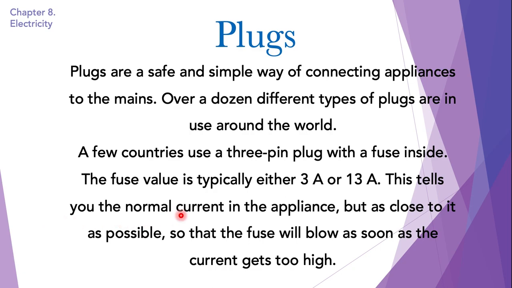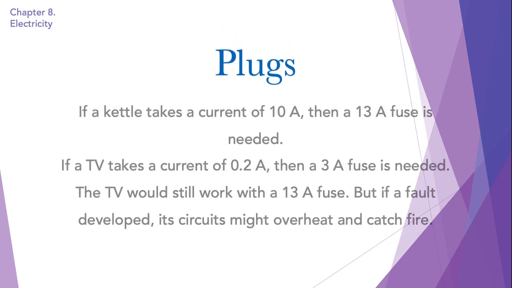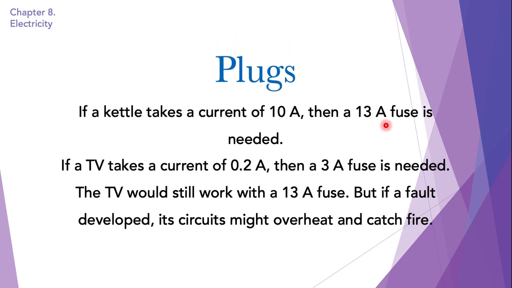The fuse value tells you the normal current in the appliance, but as close to it as possible so that the fuse will blow as soon as the current gets too high. So if a kettle takes a current of 10 amperes, then a 13 ampere fuse is needed. If a TV takes a current of 0.2 amperes, then a 3 ampere fuse is needed. The TV would still work with a 13 ampere fuse, but if a fault developed, its circuits might overheat and catch fire. So that is why the fuse value is as close to the current as possible, so that the fuse will blow as soon as the current gets too high.